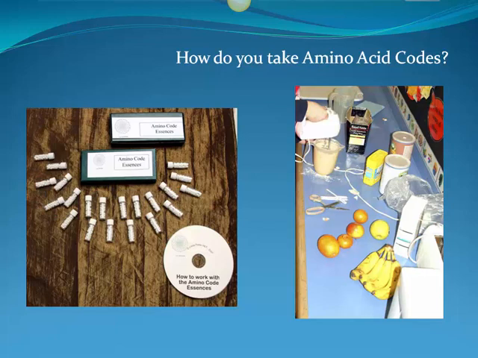Now, we do go into a lot more information about the amino codes. That's just very briefly explaining to you how they work in the cells and how it has a genetic influence to keep the cells healthy and well and functioning properly.